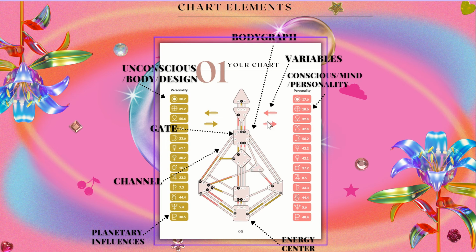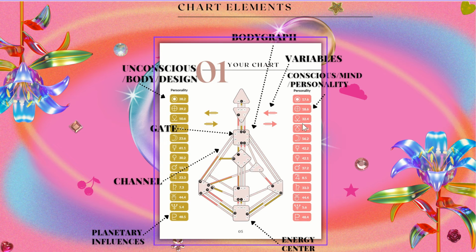So up here we have the variables, which are these four arrows. These indicate your environment, your perspective, your view, your motivation, basically how you see the world and how you best fit into it. These are more advanced elements of the human design chart, and I usually recommend diving into the variables after you have already gone through the more foundational elements of your chart, like your type, your energy centers, your gates and channels, and all of that.